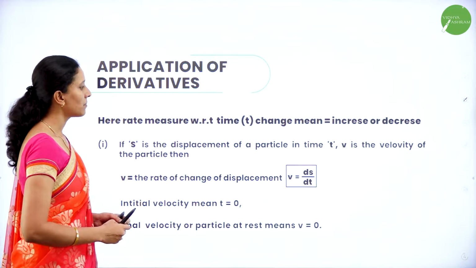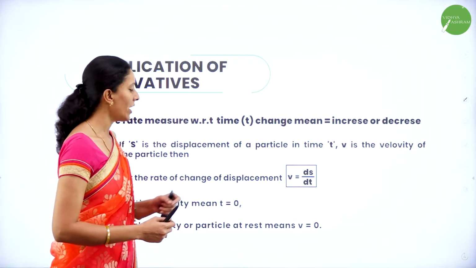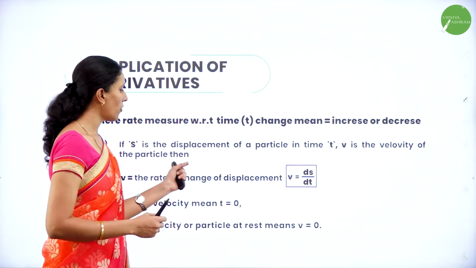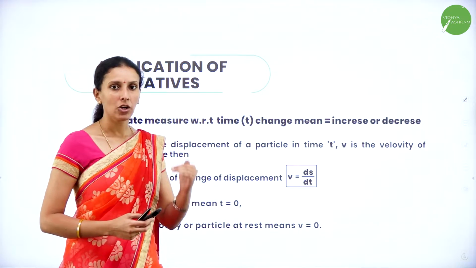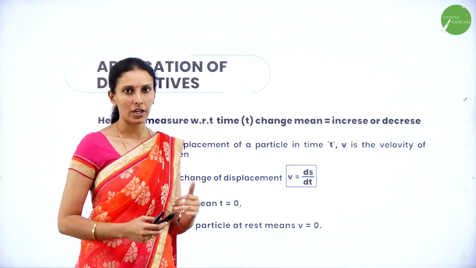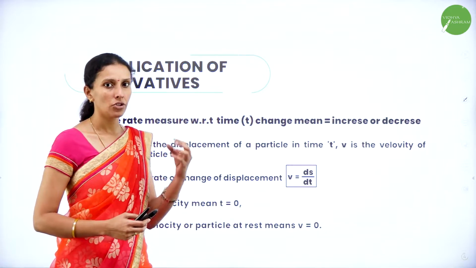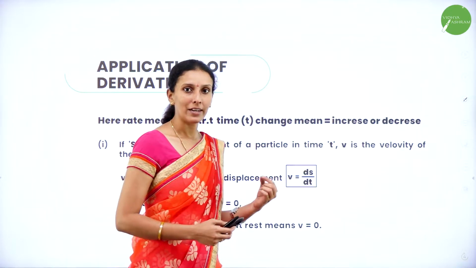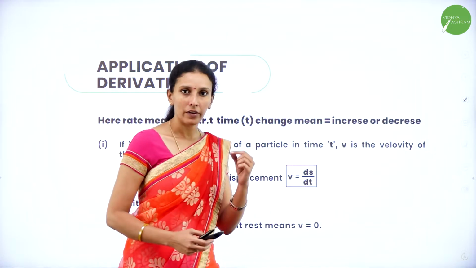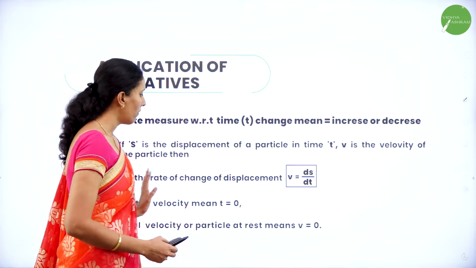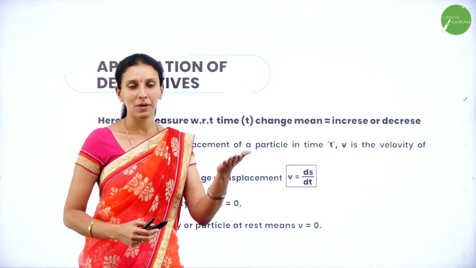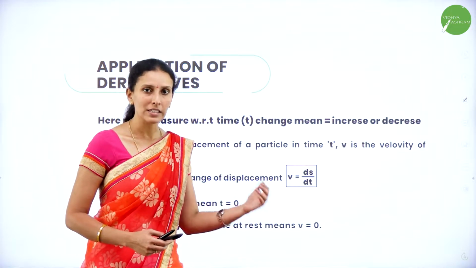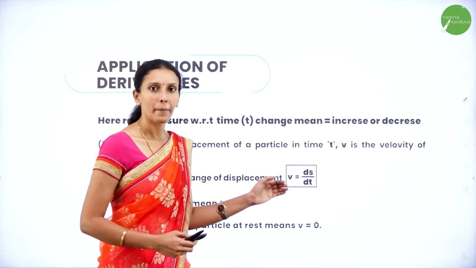If s is the displacement of a particle in time t, v is the velocity of the particle. Then v is nothing but the rate of change of displacement. So the rate of change is nothing but differentiation or a derivative. The rate of change of displacement with respect to time is nothing but change in displacement, we will write it as ds, change in time, we will write it as dt. And velocity is nothing but the ratio of displacement with respect to time. So therefore, the rate of change of displacement is nothing but ds by dt.